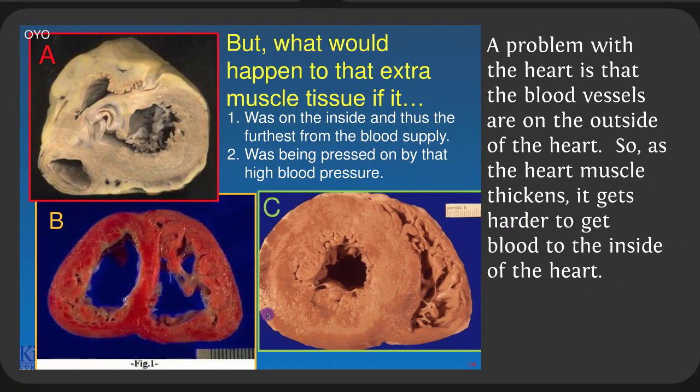A problem with the heart is that the blood vessels are on the outside of the heart. So as the heart muscle thickens, it gets harder to get blood to the inside of the heart. So you're not going to get blood to that inside of the heart, and that means that tissue is going to die.